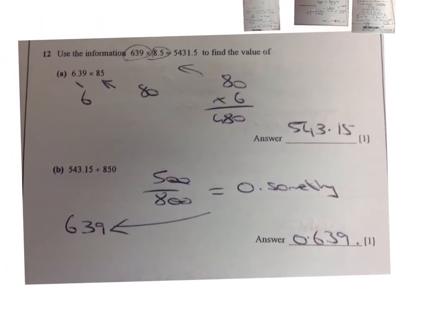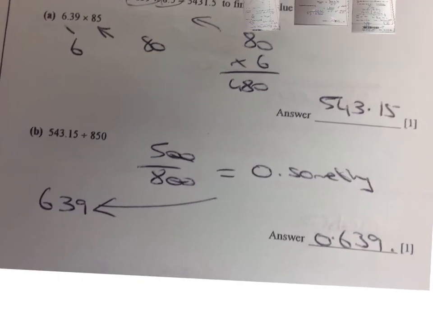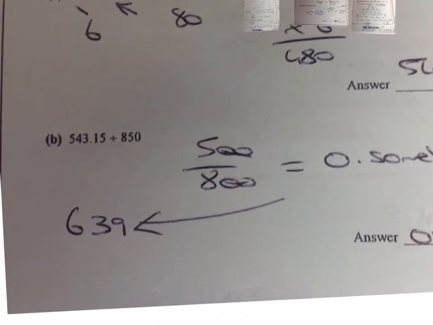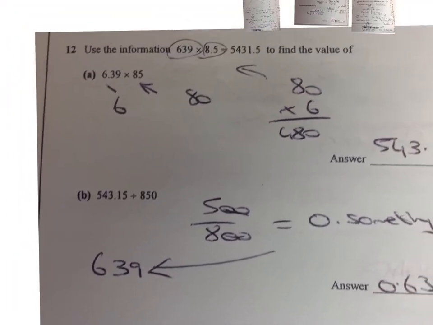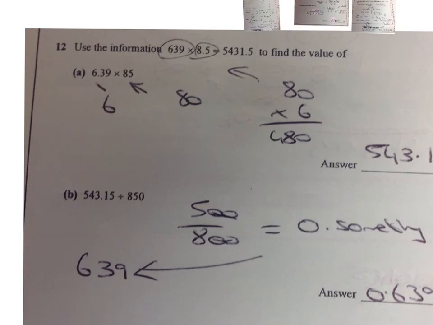However, for the dividing sum, the only way that I would advise you to do it is to do it like a rounding question. So let's see what numbers we're dealing with. 54315 is this number here. 850 is to do with this number here. So our answer must have something to do with 639.